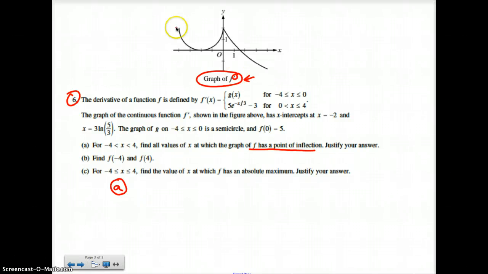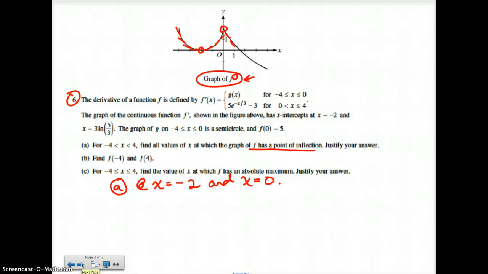So when I'm looking at this derivative of the derivative, it's negative, negative, negative, 0 here, positive, positive, positive. So I would say at x equals negative 2 for sure. And right here I've also got a change at x equals 0. And again, the best reason for this, I wouldn't say because the second derivative is 0 or undefined.